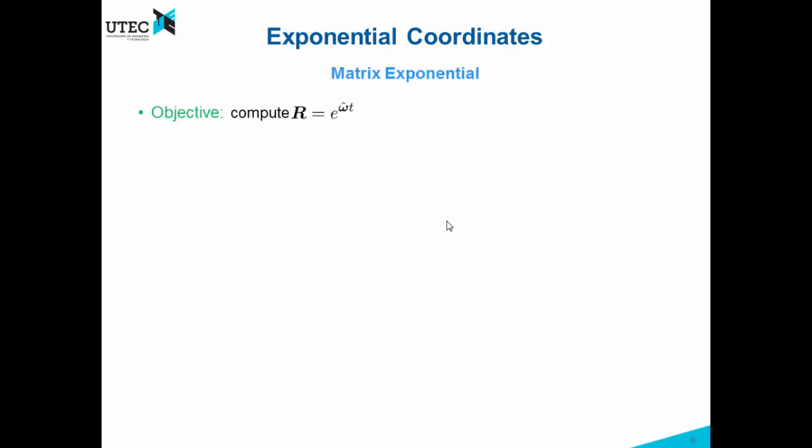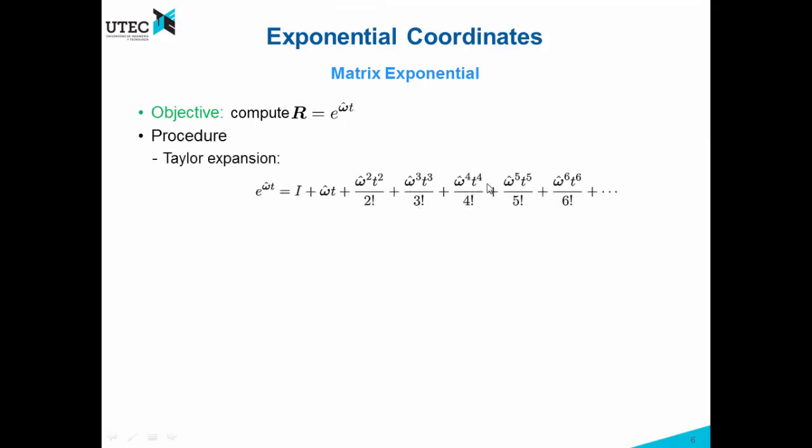Matrix exponential. The matrix exponential is this expression, which is equivalent to the rotational matrix. There exist several ways to solve this. The way that we're going to see here is using the Taylor expansion. This is the Taylor expansion of the exponential. Now here you see that there are terms that have powers 2, 3, 4, 5, etc.